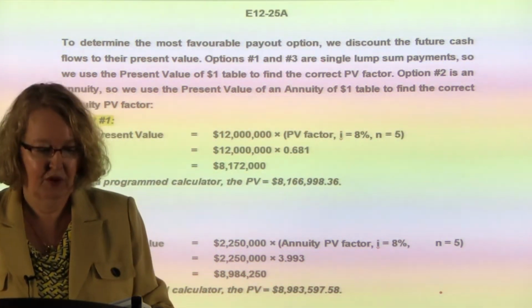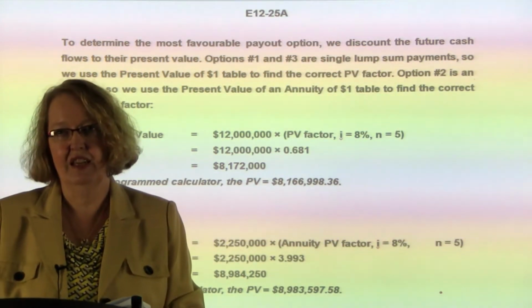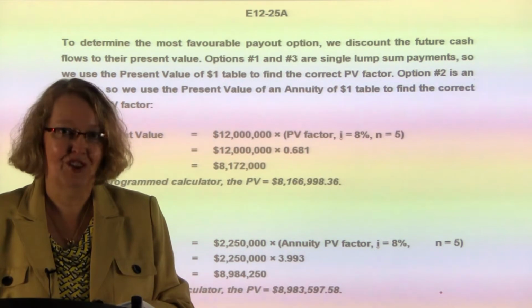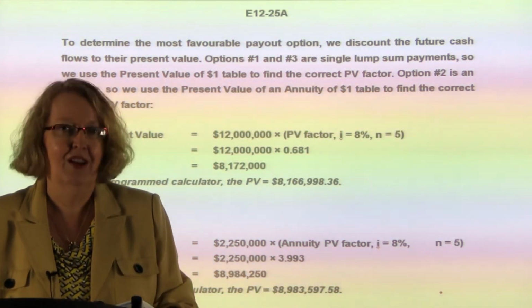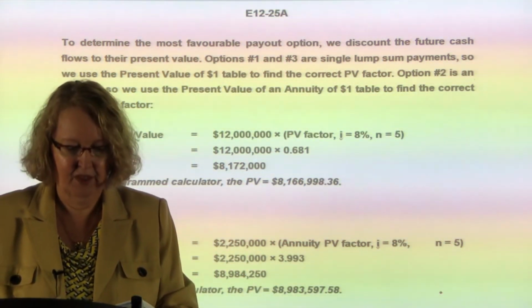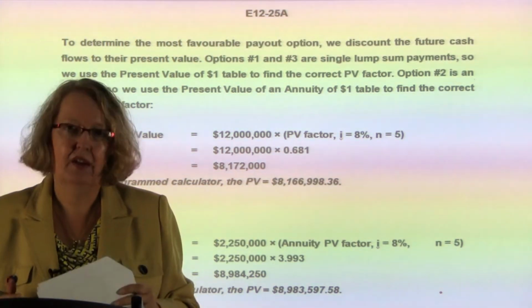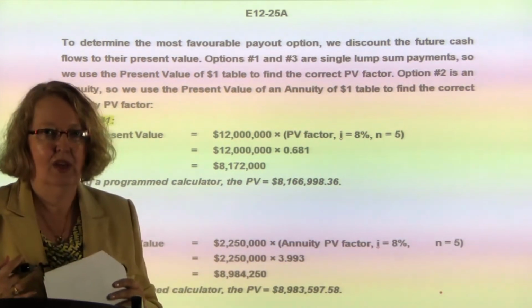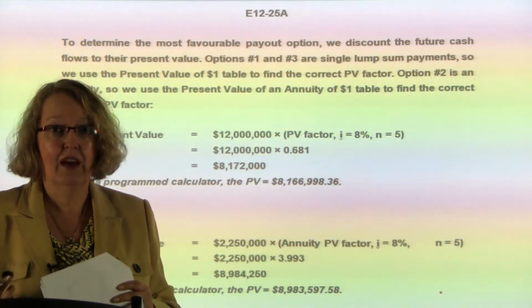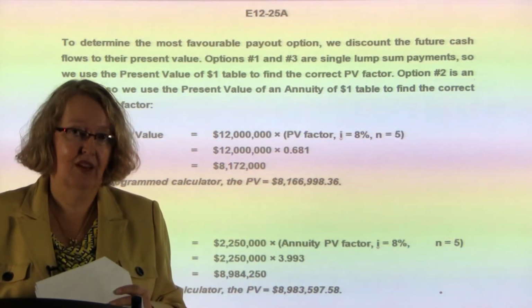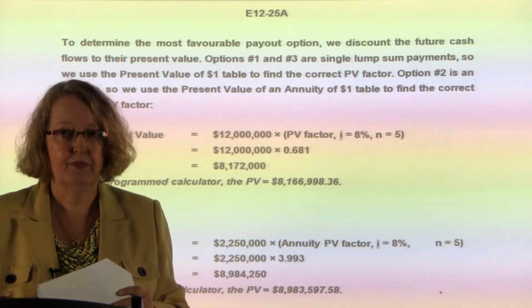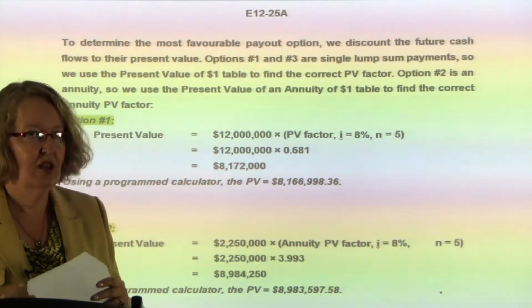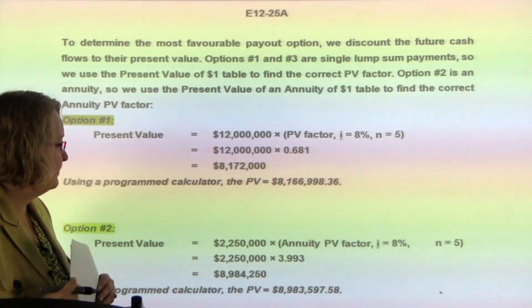So what we're doing here is crunching the numbers to see which option would be the most beneficial in terms of providing the winner of the lottery with the most money. So what you're going to be doing here is looking at the time value of money. You can use either your calculator to do the present value calculations, or you can use the tables that are provided in the chapter. So the solution shows it both ways.